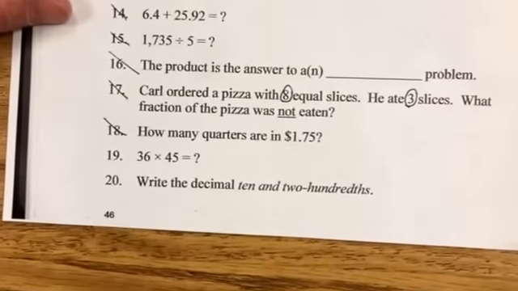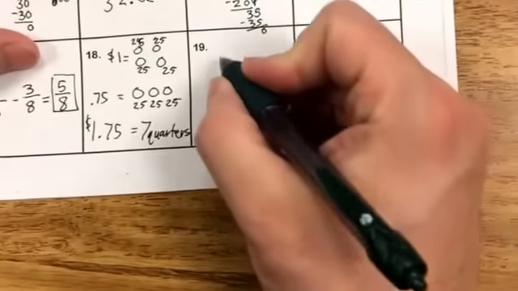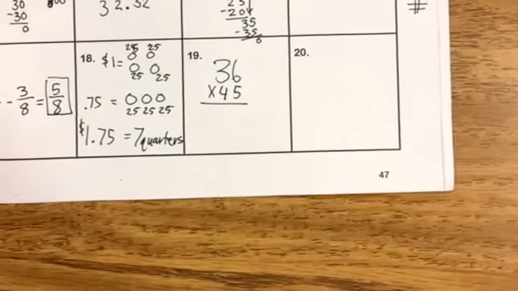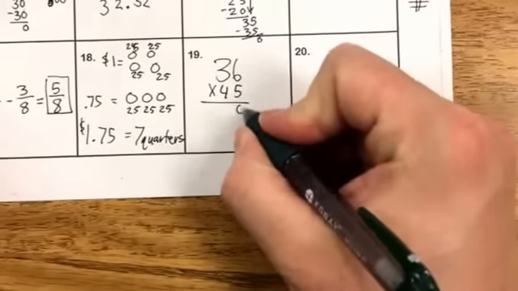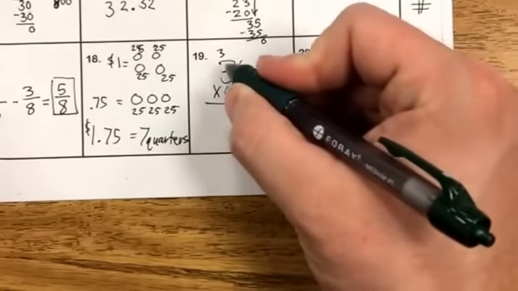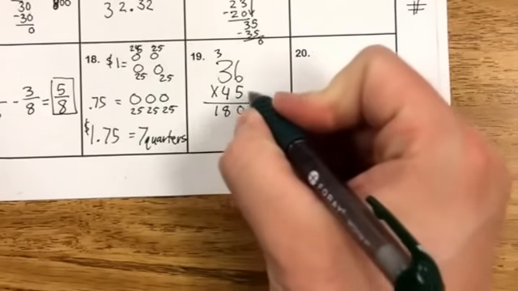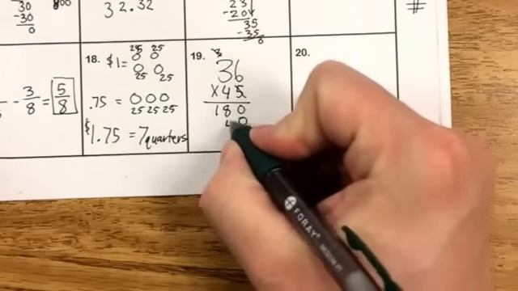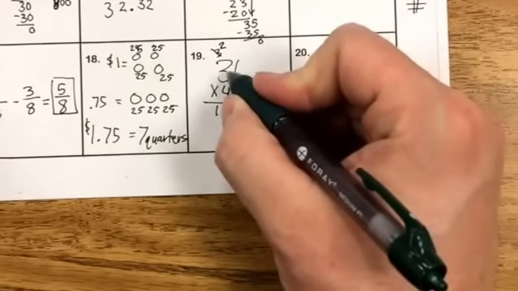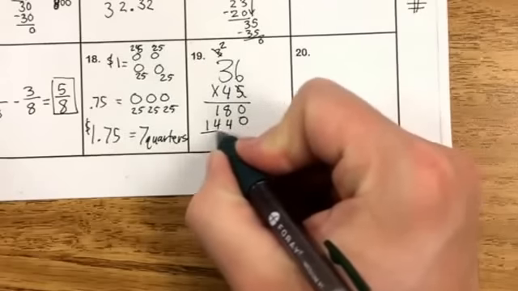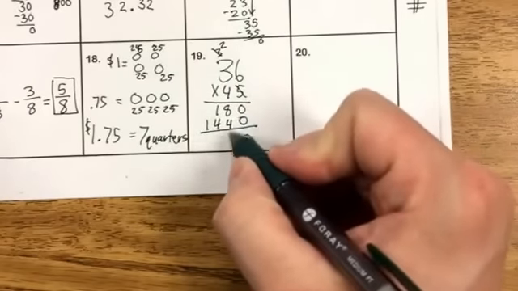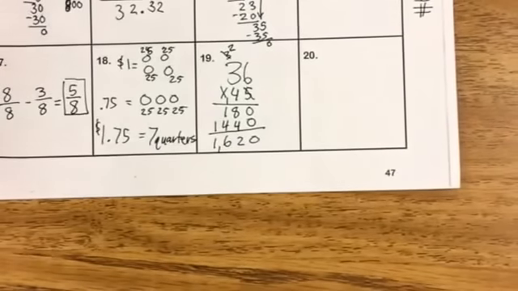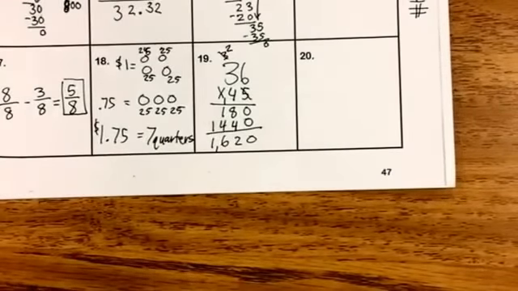We need to do 36 times 45. Pretty simple. We're just going to do it the classic method. 5 times 6 is 30. 5 times 3 is 15, plus 3 is 18. Cross out my 5. Cross out my 3. Add my place filler. 4 times 6 is 24. 4 times 3 is 12, 13, 14. Now just add it up. 0, 8, 19, 11, 12. 4, 5, 6, and 1. So I'm left with 1,620 is my answer.